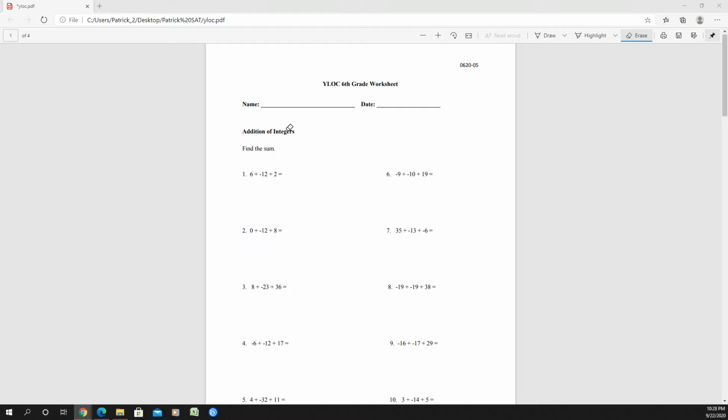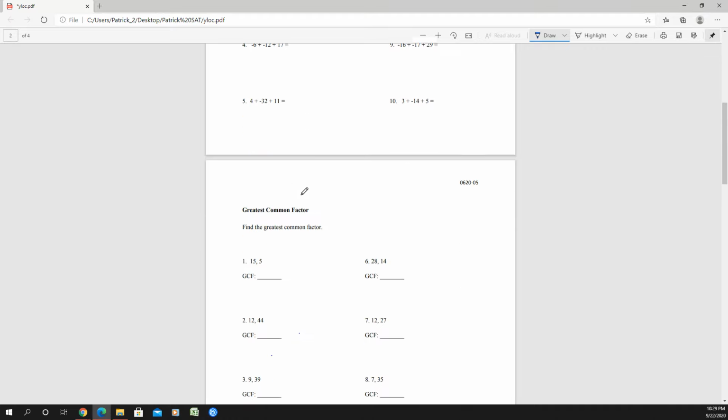So the first section would just be the addition of integers, and this is really basic stuff. It's not something I should have to go over. So we're just going to do one and then move on. So 6 plus negative 12 would be negative 6. And then negative 6 plus 2 is negative 4. That's just really basic stuff.